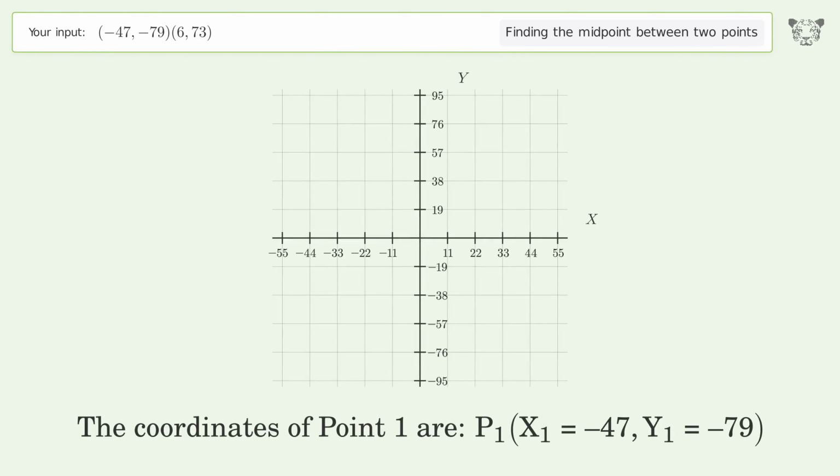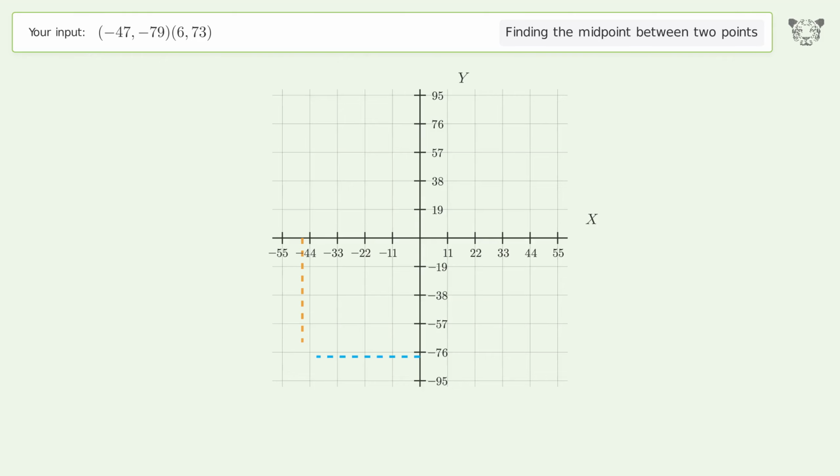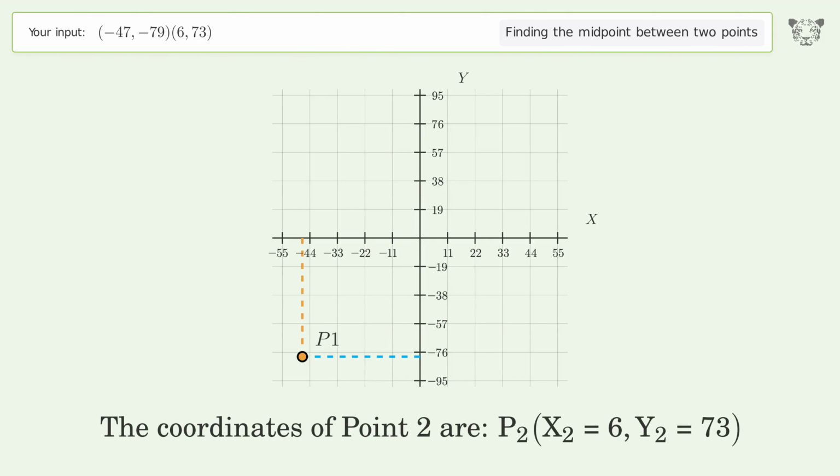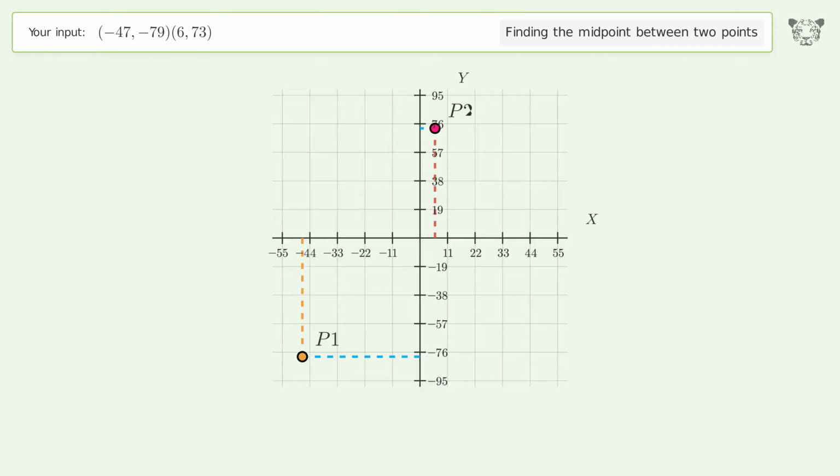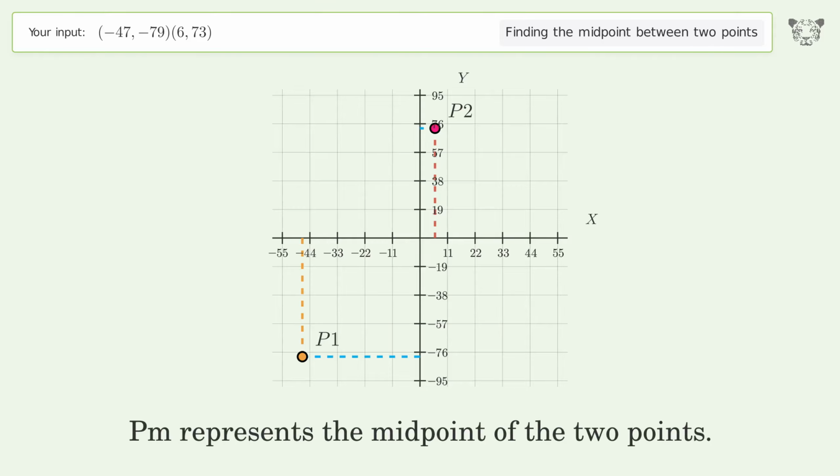The coordinates of point 1 are, x1 equals -47, y1 equals -79. The coordinates of point 2 are, x2 equals 6, y2 equals 73. PM represents the midpoint of the 2 points.